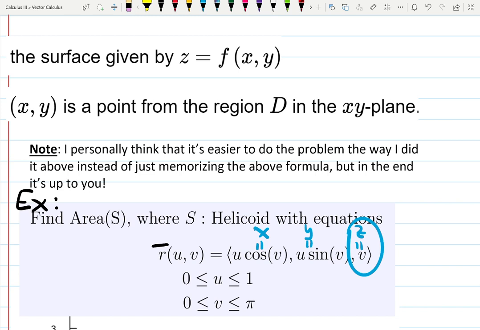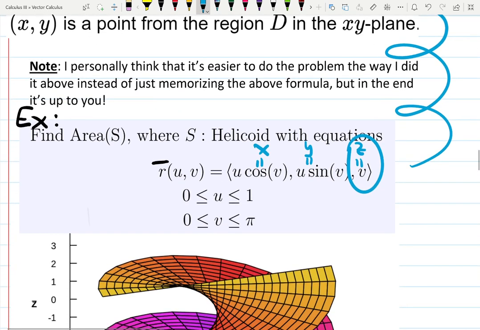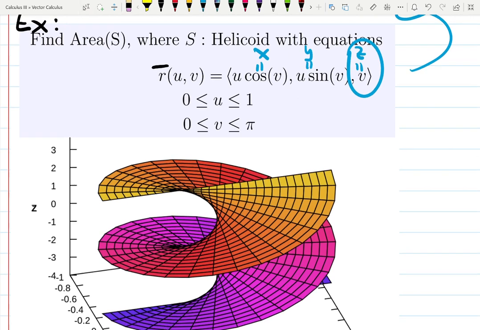Spiral. Very interesting actually that you thought about cylinder as well. It's a spiral, but that's called helix. So what is helicoid then? Helicoid is the helix that has width. So it has surface area, which we're going to calculate right now.